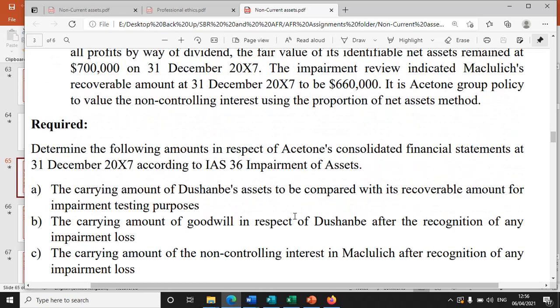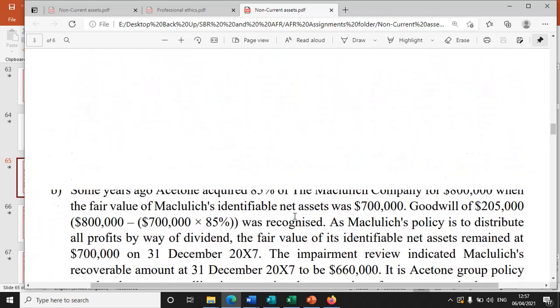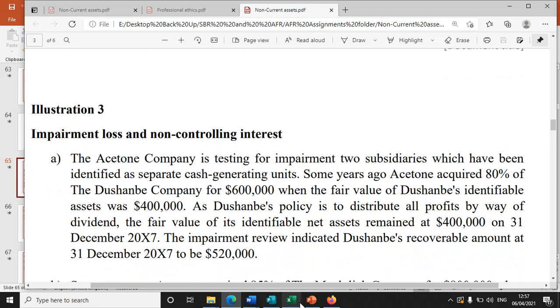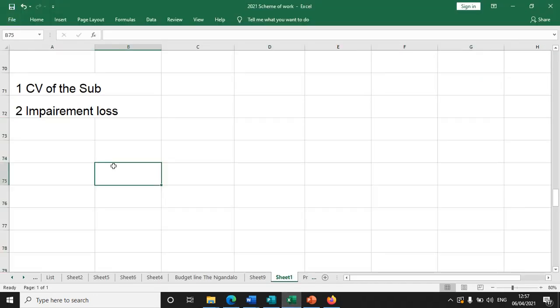The requirement, of course, is that we should establish the carrying amount of D Company's net assets or D Company's assets at the end of the year, as well as the impairment loss. For simplification purposes, we are supposed to come up with the carrying amount of the subsidiary D and the impairment loss. So let us try to see if we can just run with it.